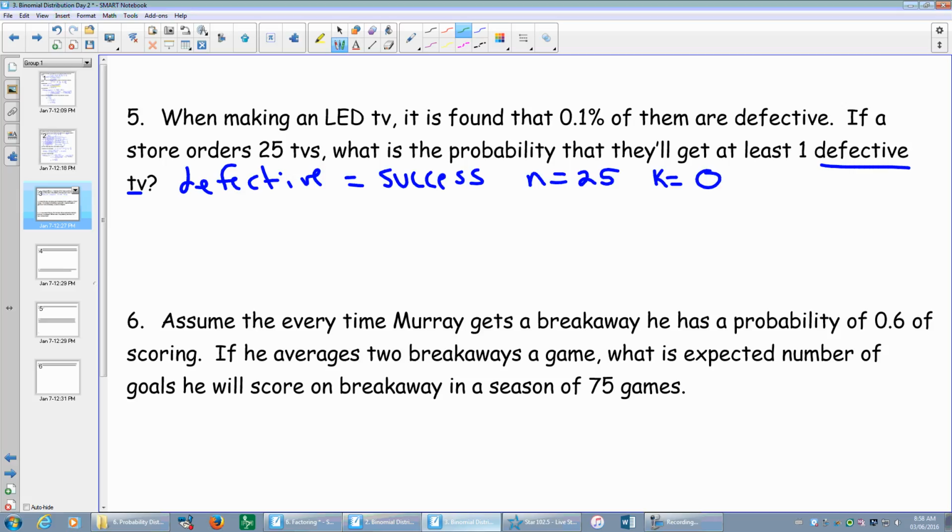So I'm going to look at what is the probability that 0 of them are defective. Because at least 1 means you could have 1, 2, 3, 4, 5, 6, 7, 8, 9, all the way up to 25. Too much work. So we look at the indirect case. The indirect case is saying if you have at least 1 defective TV, well, what is the probability that you have 0 defective TVs? Okay, my p value here, again, because success means that they are defective, 0.01%, when we write that as a decimal, is 0.001.